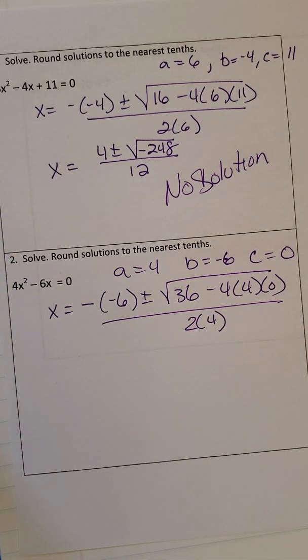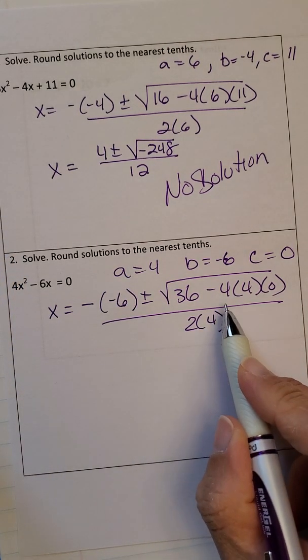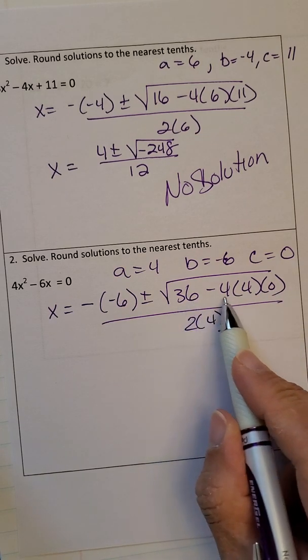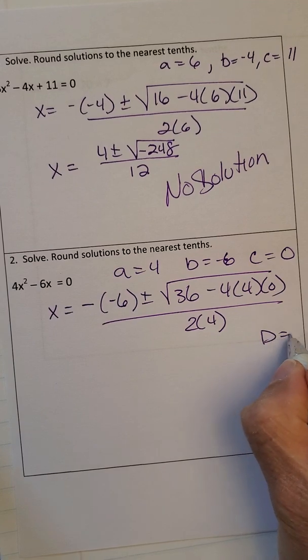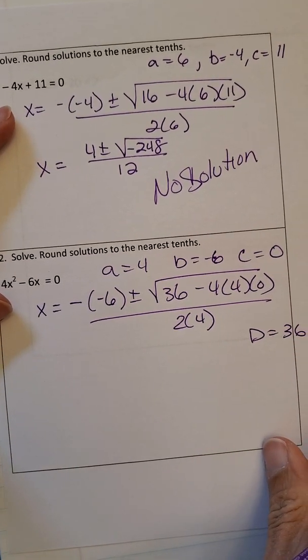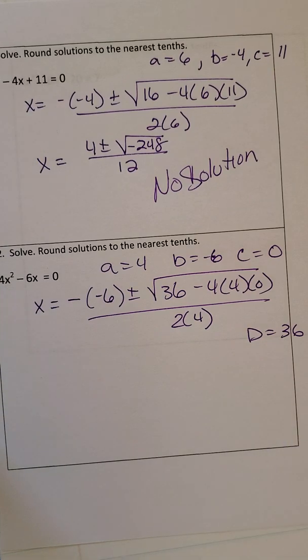So what's our discriminant? Well, 4 times 4 is 16, and 16 times 0 is 0. So I have 36 minus 0. So our discriminant is 36. That's a perfect square, and that tells us we have 2 rational roots.